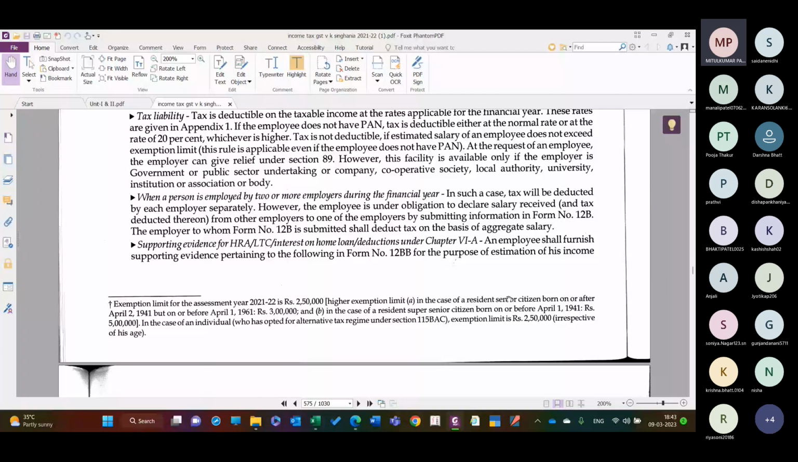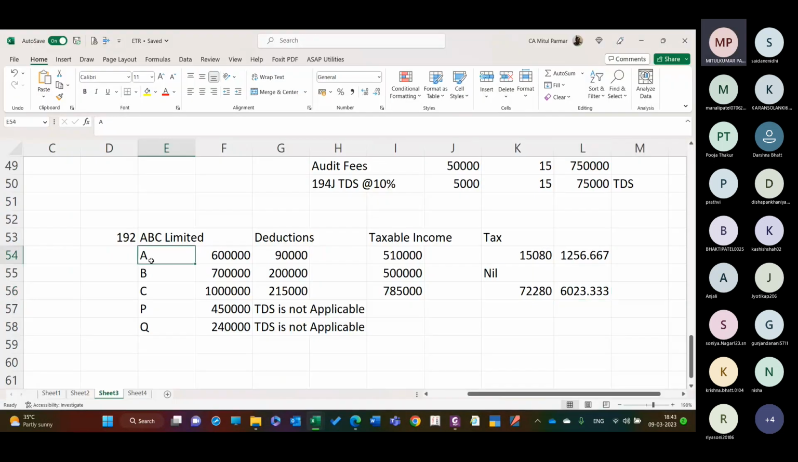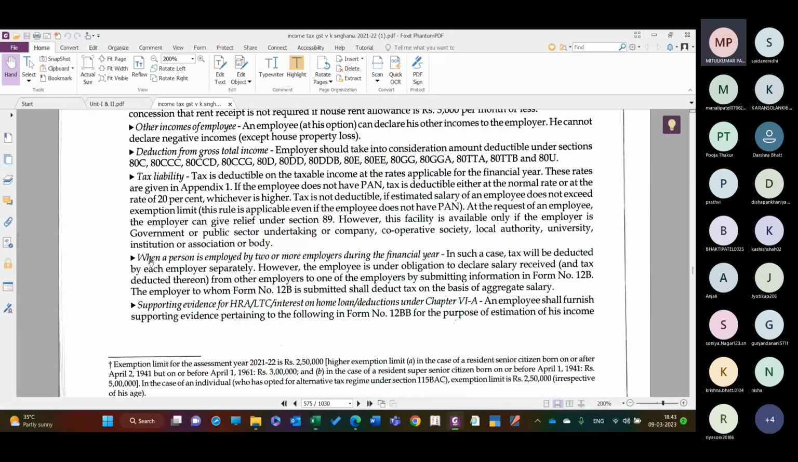The employee has to give his PAN number to the employer. If they do not give it, then the tax liability that comes, or 20%, whichever is higher, should be deducted as TDS, right? The tax is deducted on the taxable income at the rate applicable for the financial year. These rates are given in this. If the employee does not have the PAN, the tax is deductible either at the normal rate or at the rate of 20%, whichever is higher. So then between 20% and the normal applicable rate, whichever is higher has to be deducted.